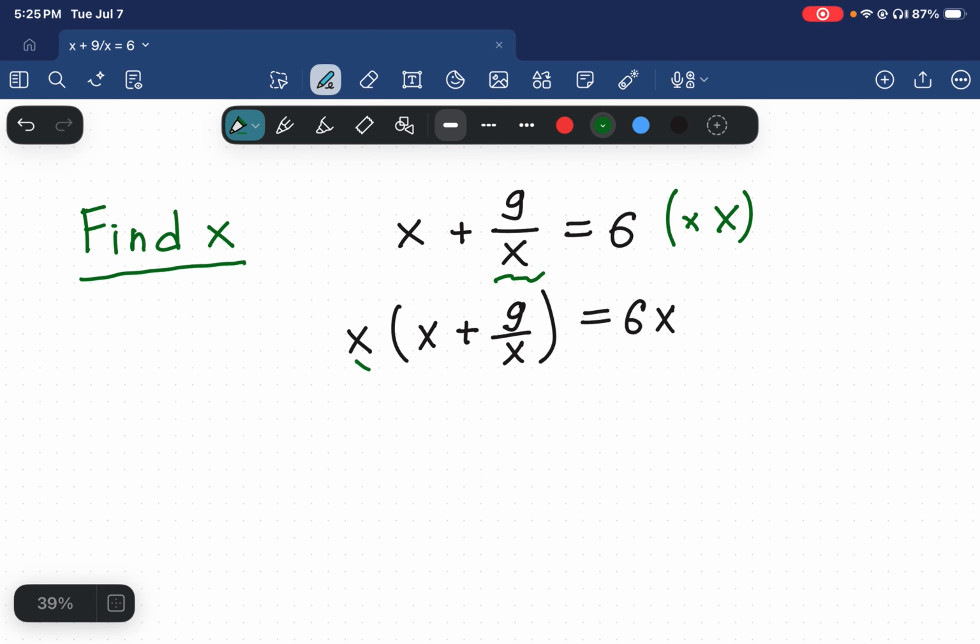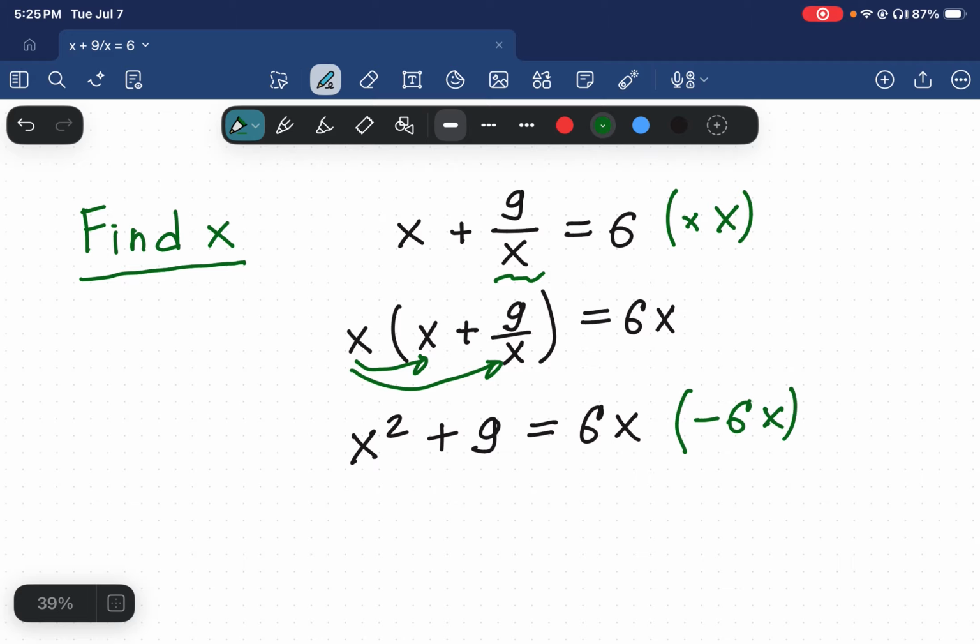Let's distribute x on the left side. We will have x squared plus 9, because x in the denominator cancels, equals 6x. Let's subtract 6x from both sides. And now we have x squared minus 6x plus 9 equals 0.